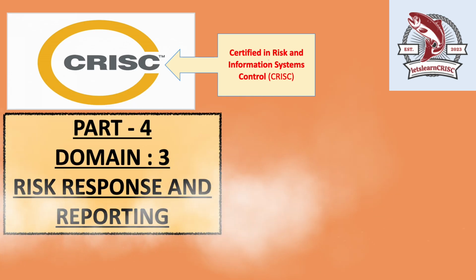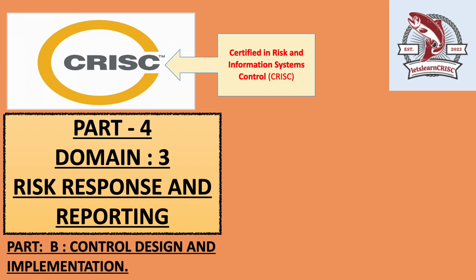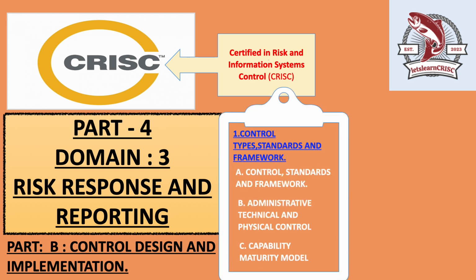This is the series certified in risk and information systems control, Part 4, Domain 3, that is risk response and reporting. Friends, in this we'll be moving further ahead and we'll discuss Part B of risk response and reporting, that is control design and implementation. In the context of CRISC, the discussion on control design and implementation is crucial to ensure that organizations have effective measures in place to manage and mitigate the risk associated with their information systems.